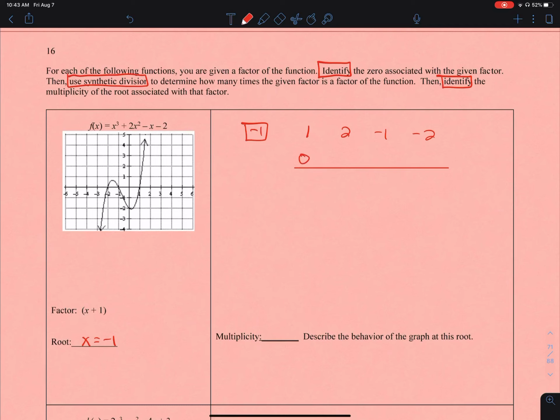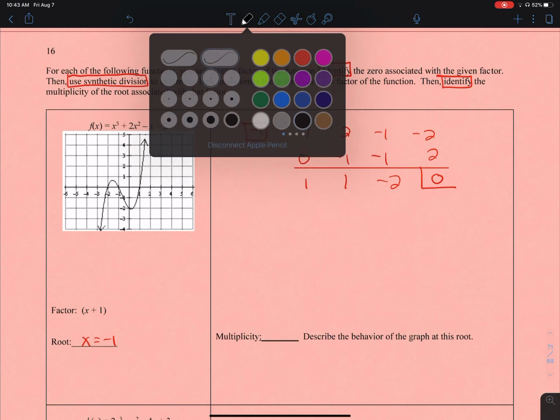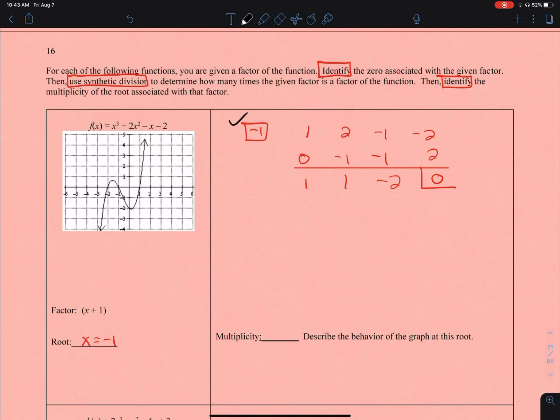If I throw 0 in here, if I add down, I get 1. -1 times 1 is -1. If I add down, I get 1. If I multiply, I get -1. If I add, I get -2. If I multiply, I get +2. Now I'm not surprised. This ends up being a root at least once. I'm not surprised because I was told it was a factor and the picture shows that that's happening.